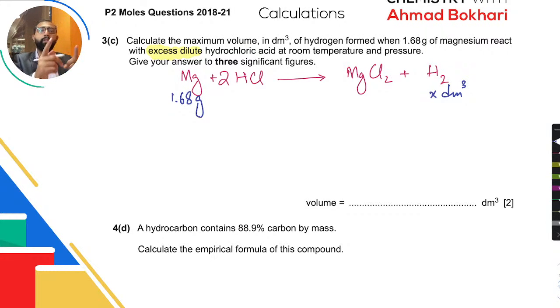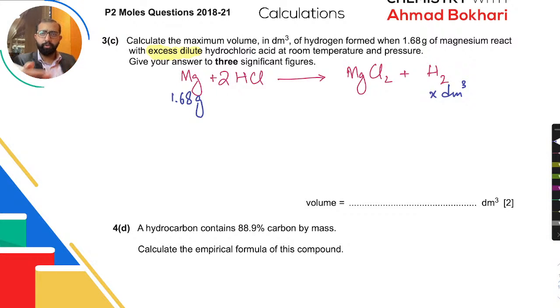So the number 24 and 24 for hydrogen is the same, which means that just by looking at it I can say that the answer will be 1.68 dm cube. That may be surprising, but it's not really, because 24 grams of magnesium makes 1 mole of hydrogen. So basically 1 mole of magnesium makes 1 mole of hydrogen. 1 mole of magnesium is 24 grams. 1 mole of hydrogen is 24 dm cube. So 24 grams of magnesium produces 24 dm cube of hydrogen. So why wouldn't 1.68 produce the same?